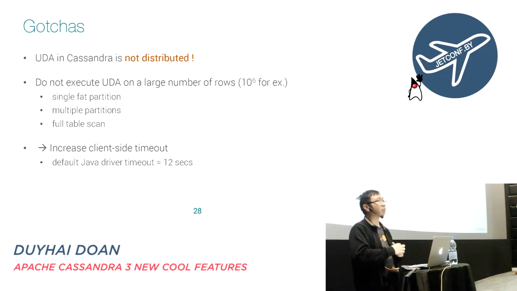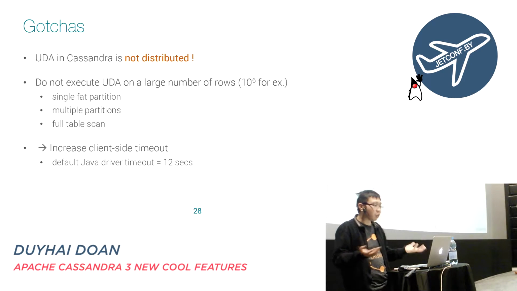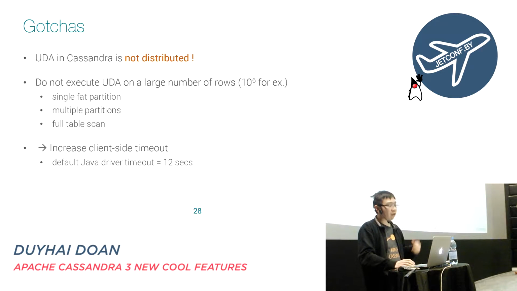Do not execute aggregates on a large partition because it will be very slow. And also increase the client-side timeout. If you know that you are going to compute an aggregate on, I don't know, 10 million or 100 million rows, of course, it will take time. It will not answer in 10 milliseconds, of course. So you should increase the timeout on the client side.